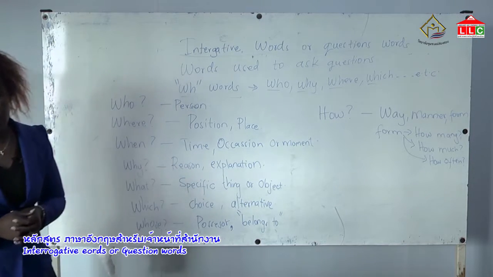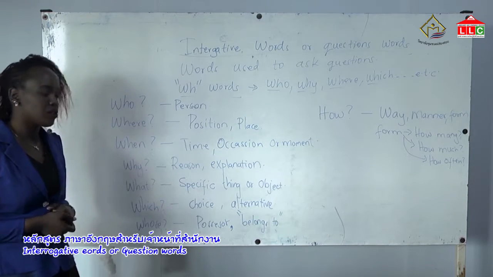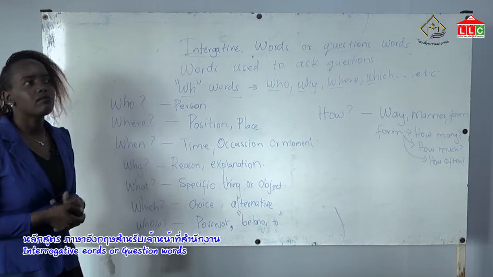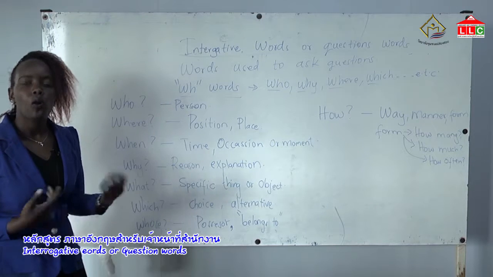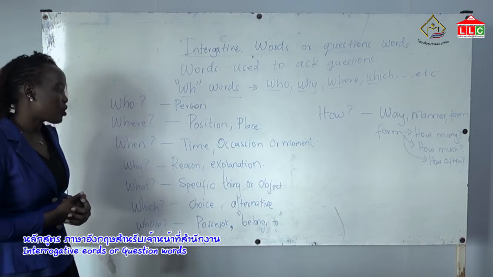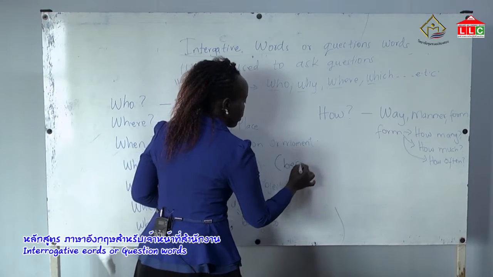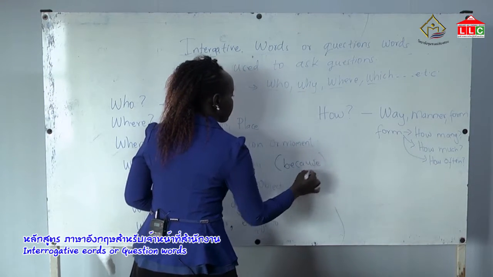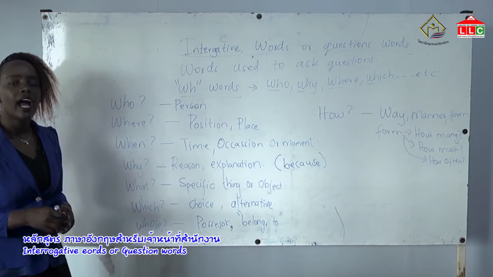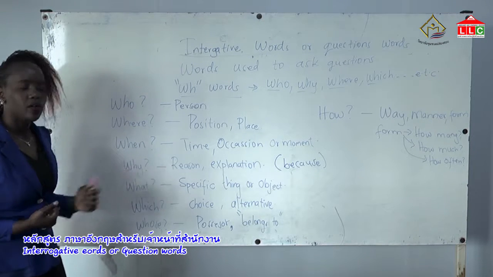And then we have a question of why. With a question of why, we said you have to give a reason and an explanation. For example, why are you angry? And then after, you're going to tell me because. So this answer actually starts with the word because. Why are you angry? Because I had an argument, or I had a big fight with my brother.